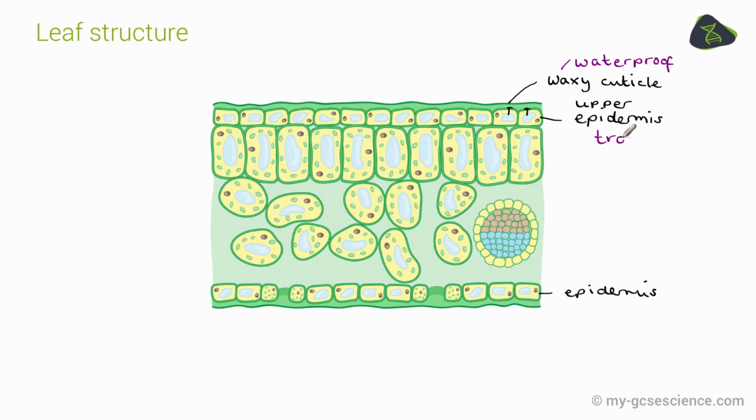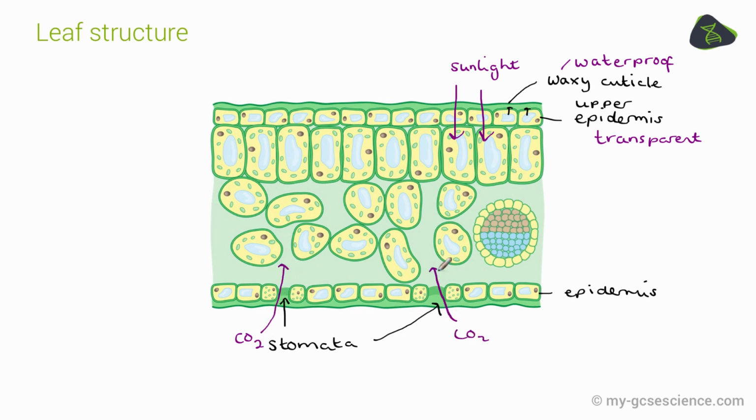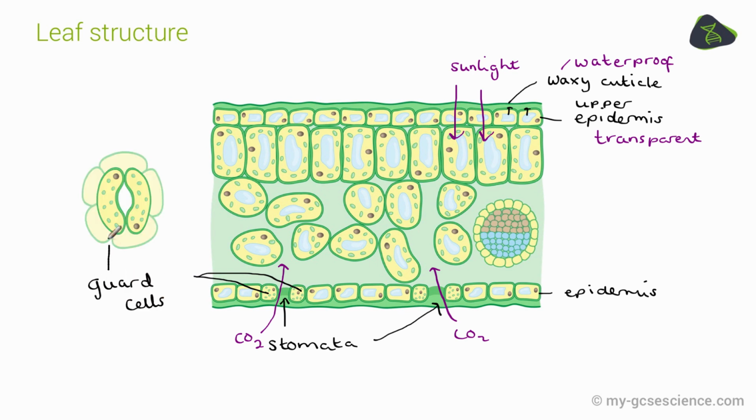The upper epidermal cells are also transparent. This allows light through to the cells below that, which carry out photosynthesis. The lower epidermis is full of holes called stomata. These let carbon dioxide diffuse into the leaf. Now, carbon dioxide is a reactant required for photosynthesis to occur, so it needs to get in. These stomata are able to open and close in response to water availability. The reason why they can do this is because they are surrounded by two guard cells.